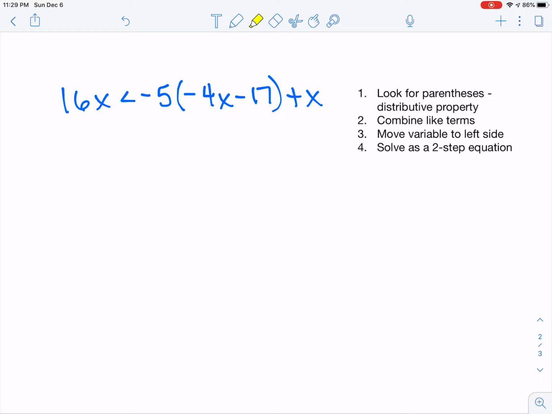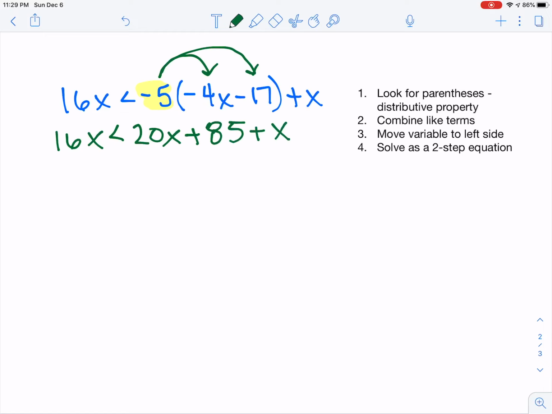And sure enough, I have parentheses, and I've got a negative 5 that's out in front there. So I have to distribute it to both pieces inside the parentheses. The left side of my equation, the 16x and the less than, are going to stay the same. I'm going to take negative 5 times negative 4x. That's going to give me 20x. I'm going to take negative 5 times negative 17, which is going to give me a positive 85. And then I have this plus x here on the end. So that was the first step, was just to distribute.